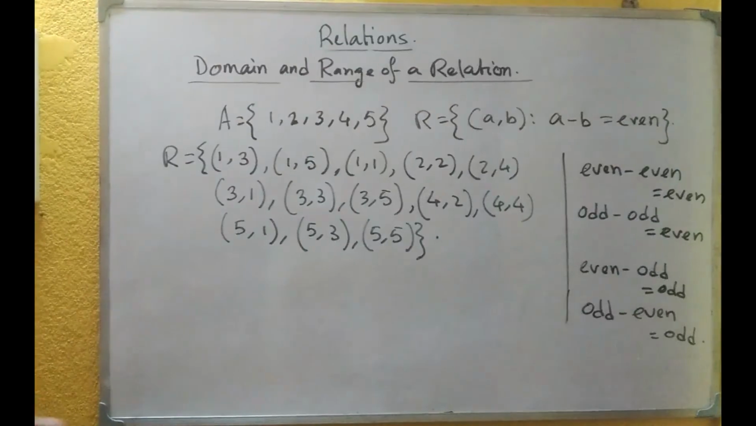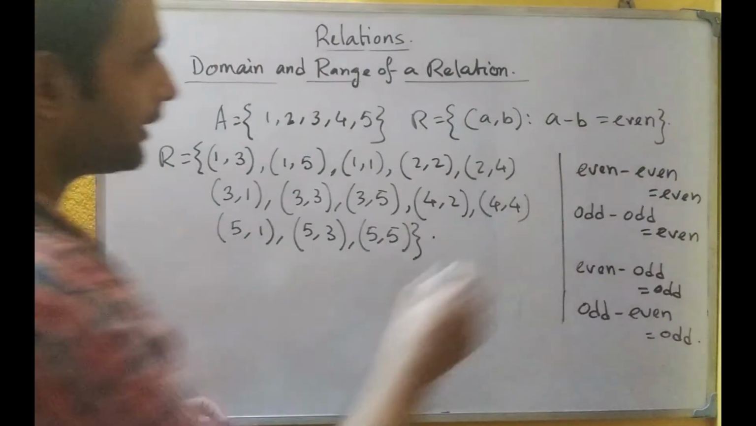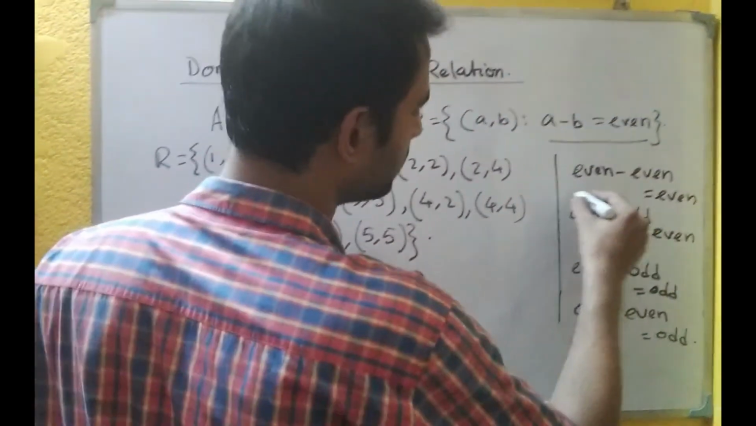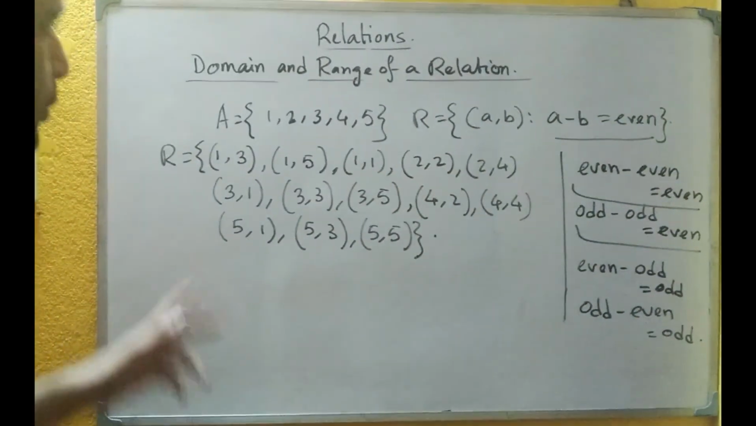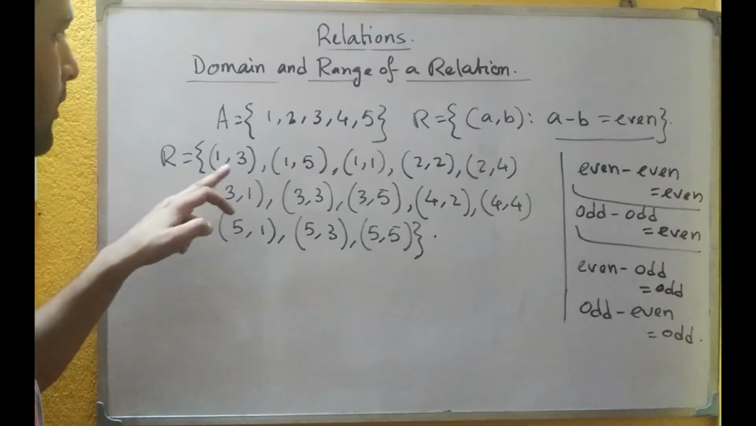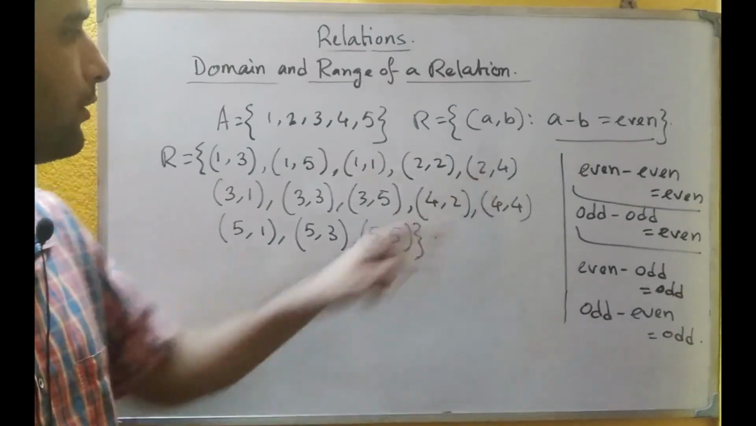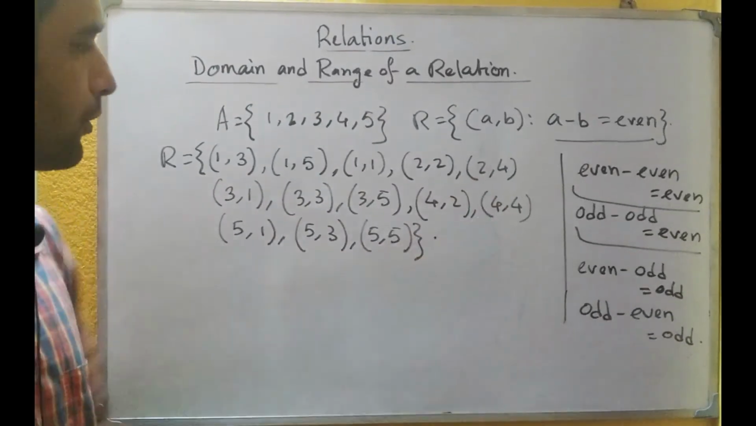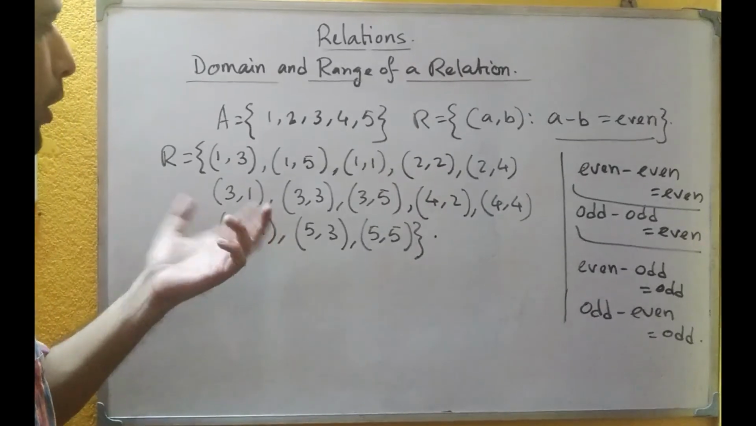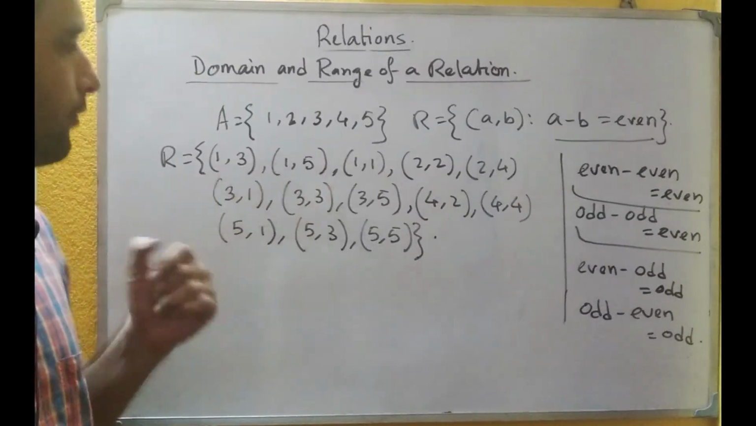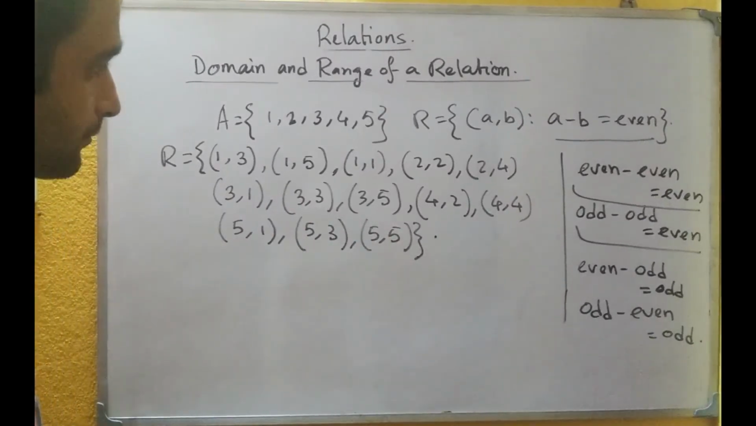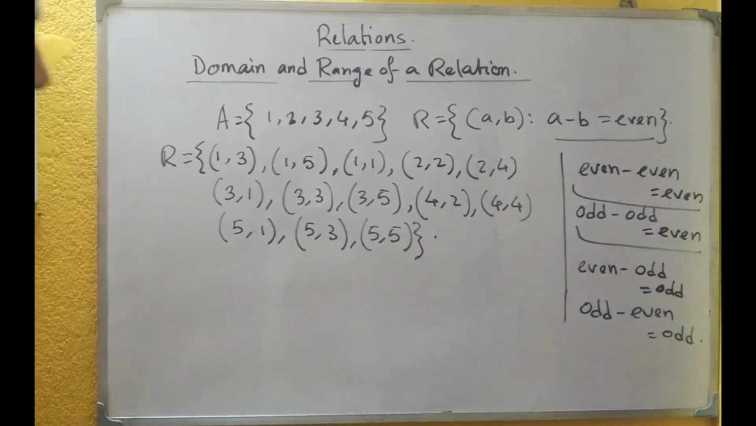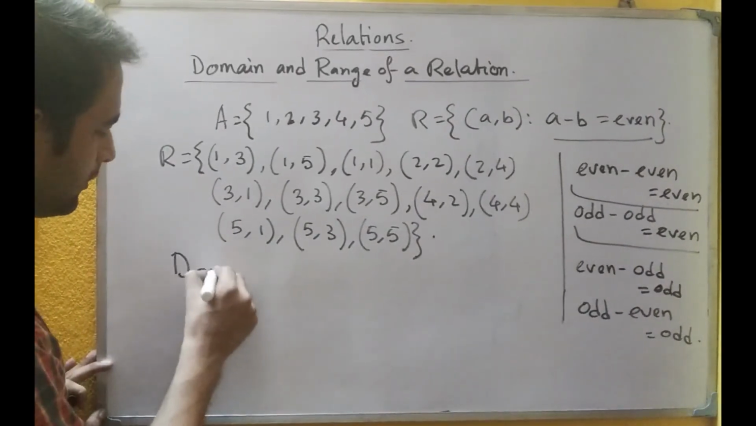This should be the roster form for the relation, because we need the difference to be even. So we will be taking these two possibilities. That means either both the numbers a and b will be even, like this, 2 2, 2 4, 4 2, 4 4, or both the numbers will be odd, like 1 3, 1 5, 1 1, 3 1, 3 3, 3 5, 5 1, 5 3, 5 5. So let us find the domain and range for this relation.